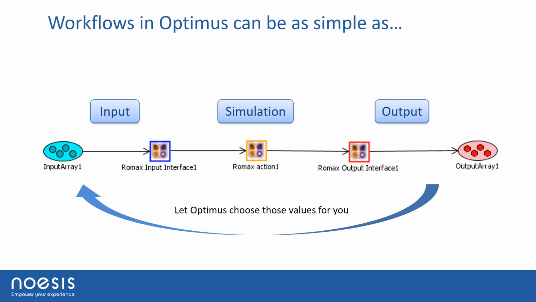The workflows in Optimus can be as simple as this workflow. So if you see here, we have on the left the input, on the right the output. We have Romax in the middle that's going to modify those values and run the simulation, and Optimus will choose those values for you. And later on in this presentation, I'll show you a video on how quickly this can be done in Optimus. It's really a matter of minutes.